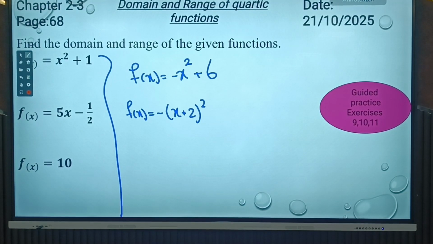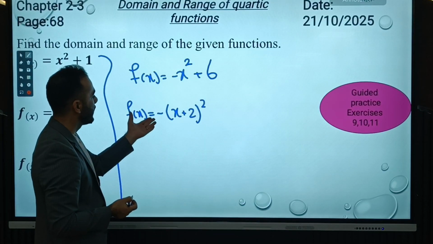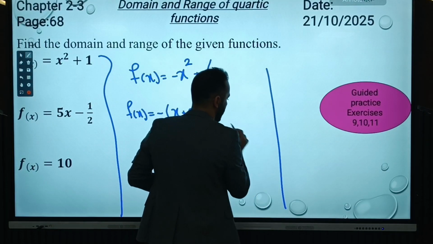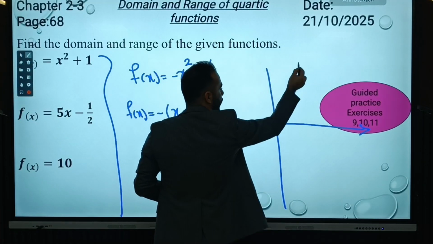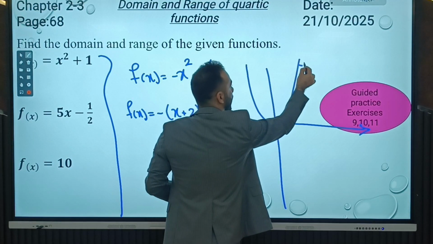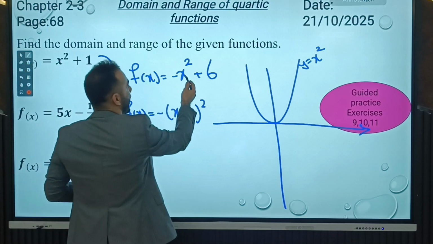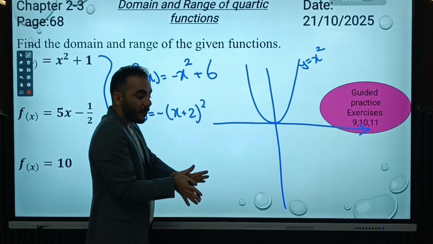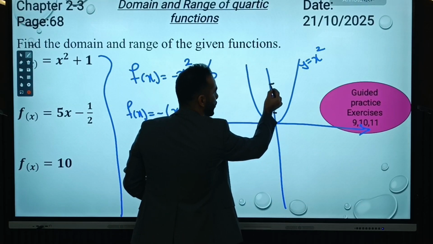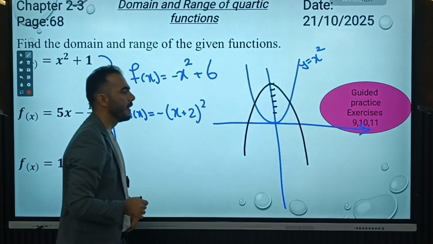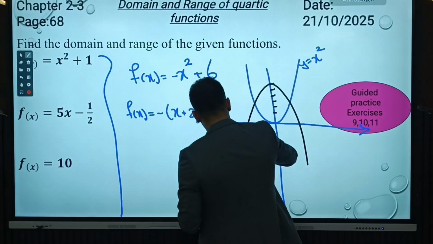Okay, negative x squared plus 6, and negative (x plus 2) squared. There is a coordinate plane here. The parent function, let's just draw it with blue. That is the parent function, which is y equal to x squared. Right now, since you know that transformation, negative x squared, since it's negative, it goes up and down. And it's plus 6, so 1, 2, 3, 4, 5, 6, it's going to come here. We will reflect it with respect to the x-axis. That is going to be the graph of y equal to negative x squared plus 6.